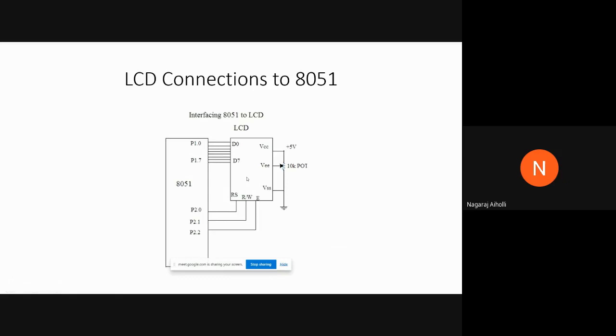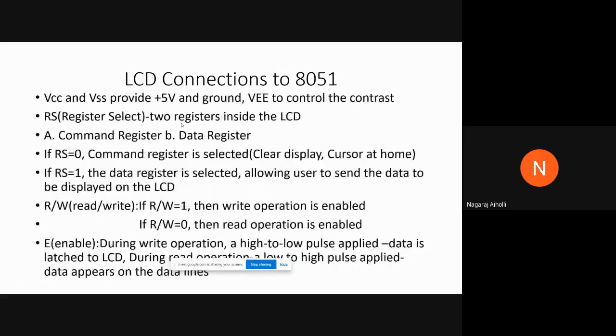In the examination, the possible question may be: explain the interfacing between the 8051 microcontroller and the LCD. You all have to draw this interfacing diagram and explain the functions of the various pins, or the signals, that are used in the interfacing between the 8051 microcontroller and the LCD. The same is explained here.